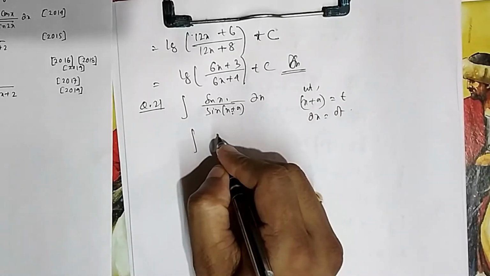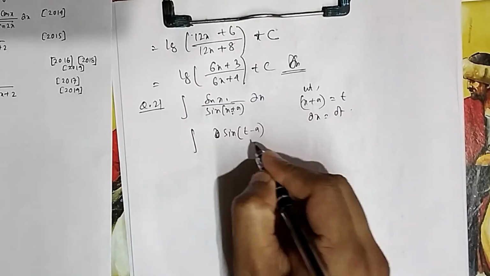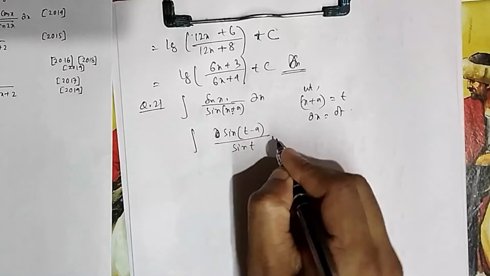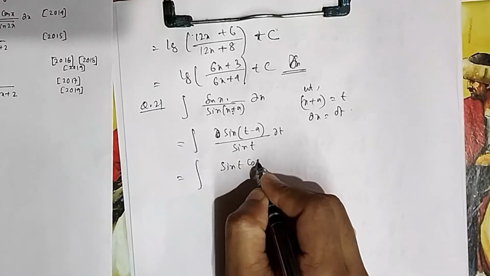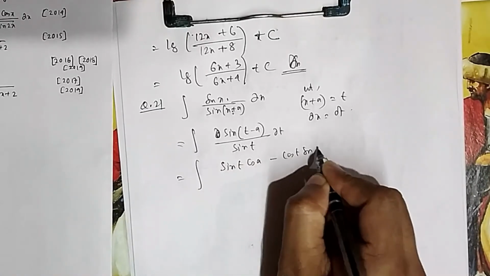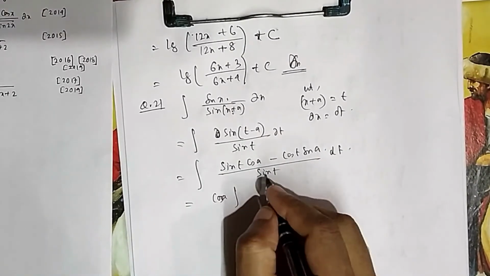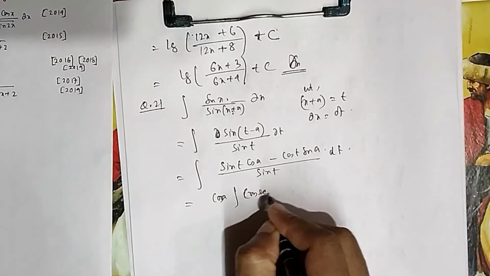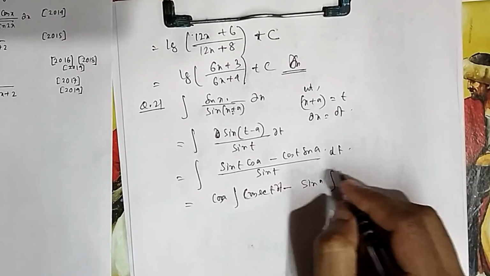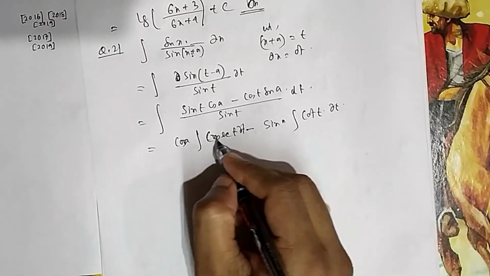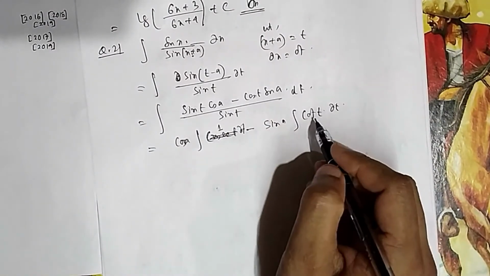So what we will do here, it will be sine of x, which is t minus a, and sine t. dx is dt. It will be sin t cos a minus cos t sin a divided by sin t dt. It will be cos a constant outside, integration of 1, and minus sin a constant, integration of cos t by sin t. Here sin t cancelled, so only cos a with integration of 1 only. And here cos t by sin t is cot t, with sin a outside.